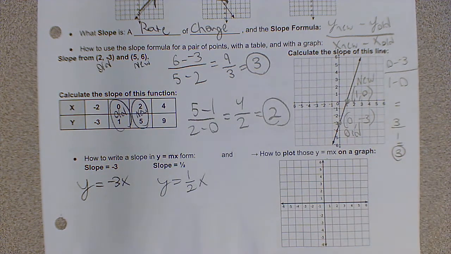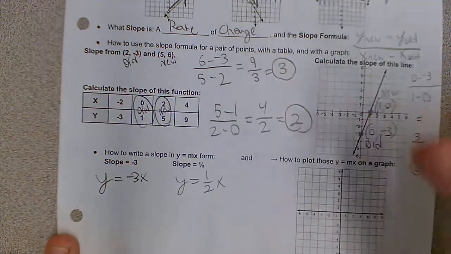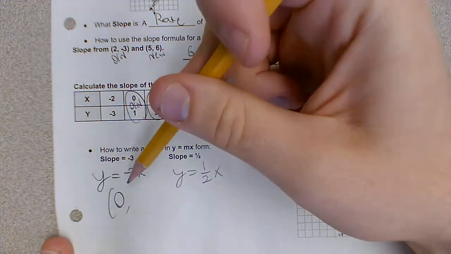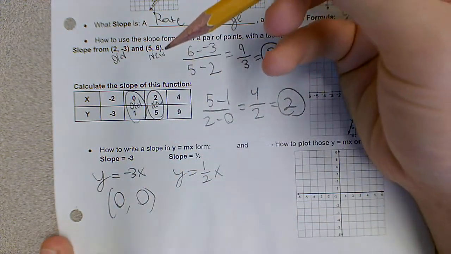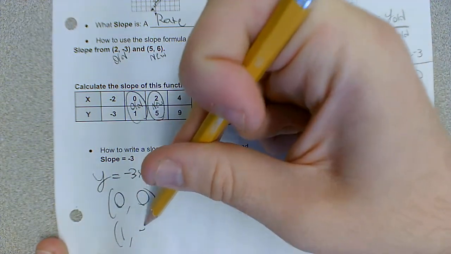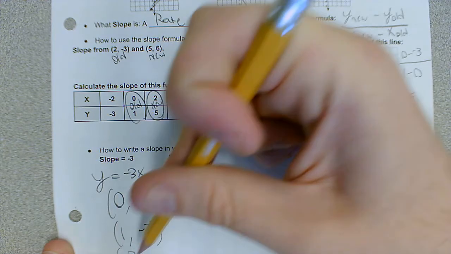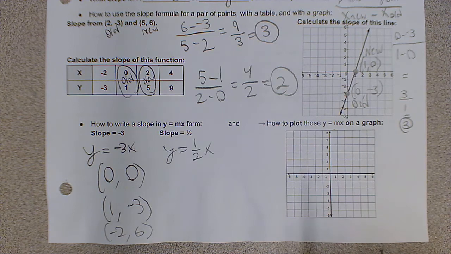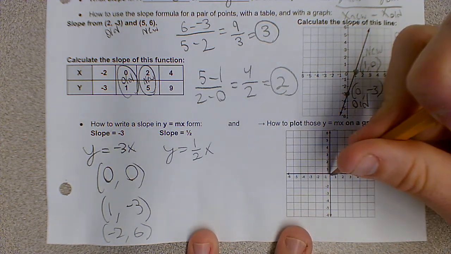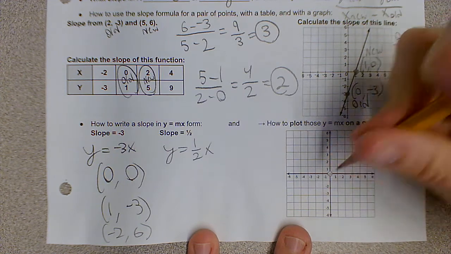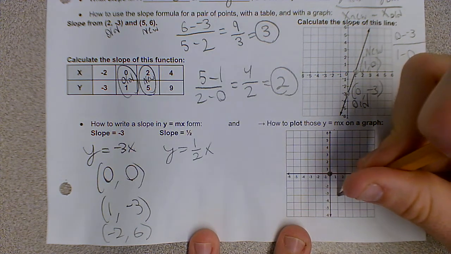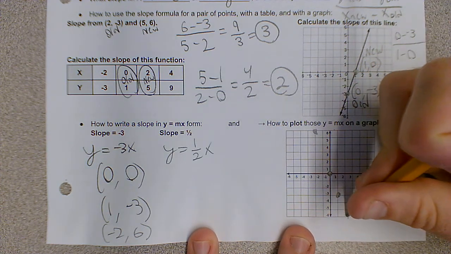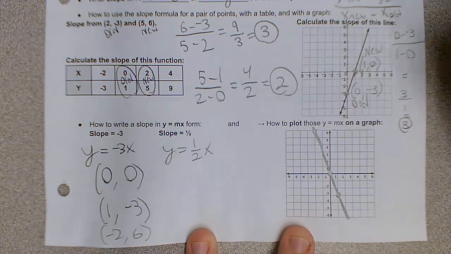So I'm going to start with my negative 3x graph. I plug in an x, so I'm going to start with, let's say, 0. Imagine plugging in a 0 for this x. 0 times negative 3 is also 0. If I plug in a 1, I'll get out a negative 3. If I plug in a negative 2, I'll get out a 6, and so on. So I'm going to go ahead and try to plot these points. I have 0, 0. I have 1, negative 3. And I have negative 2, 6. Connect them with a line. And there's my graph.